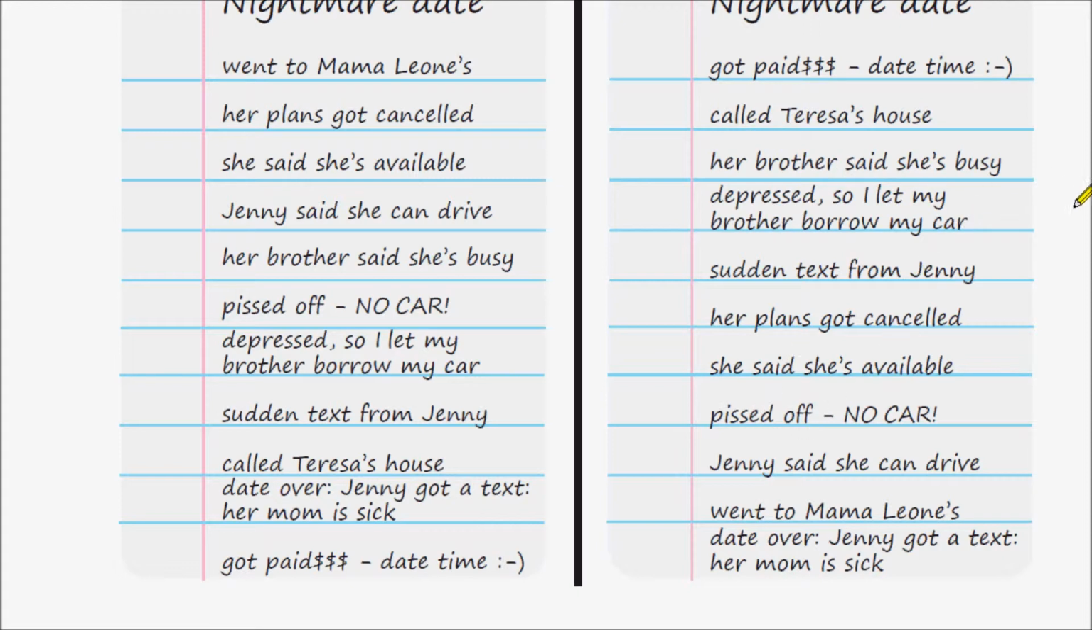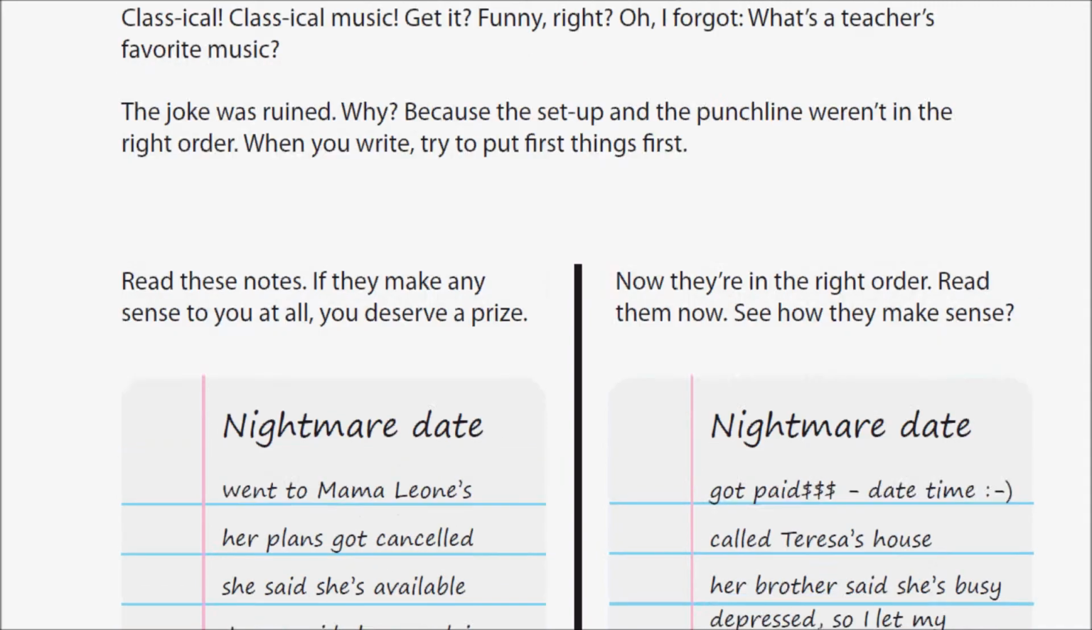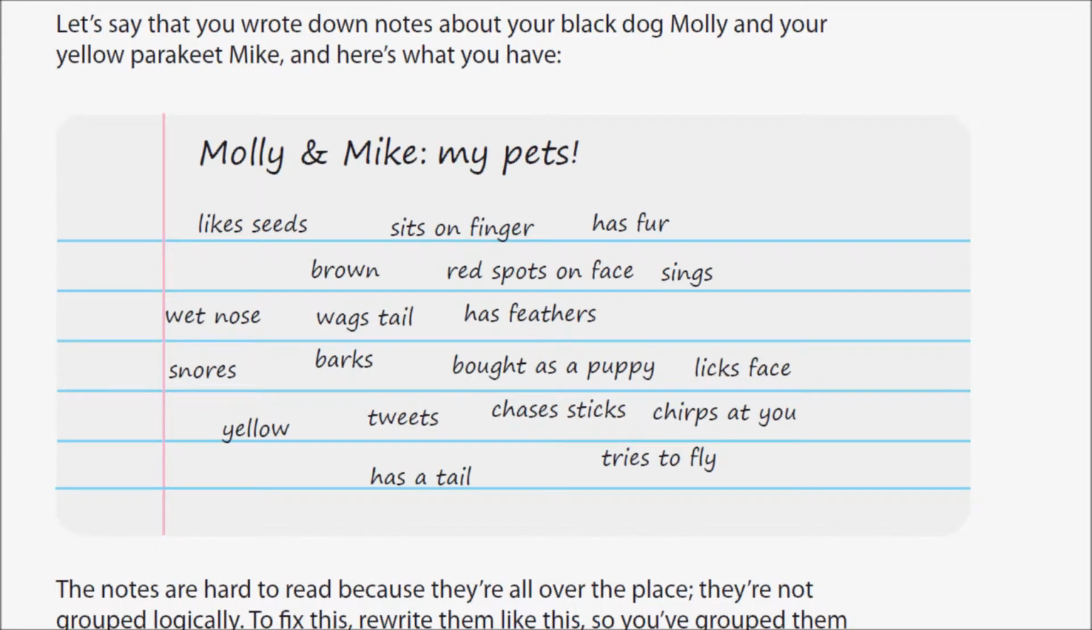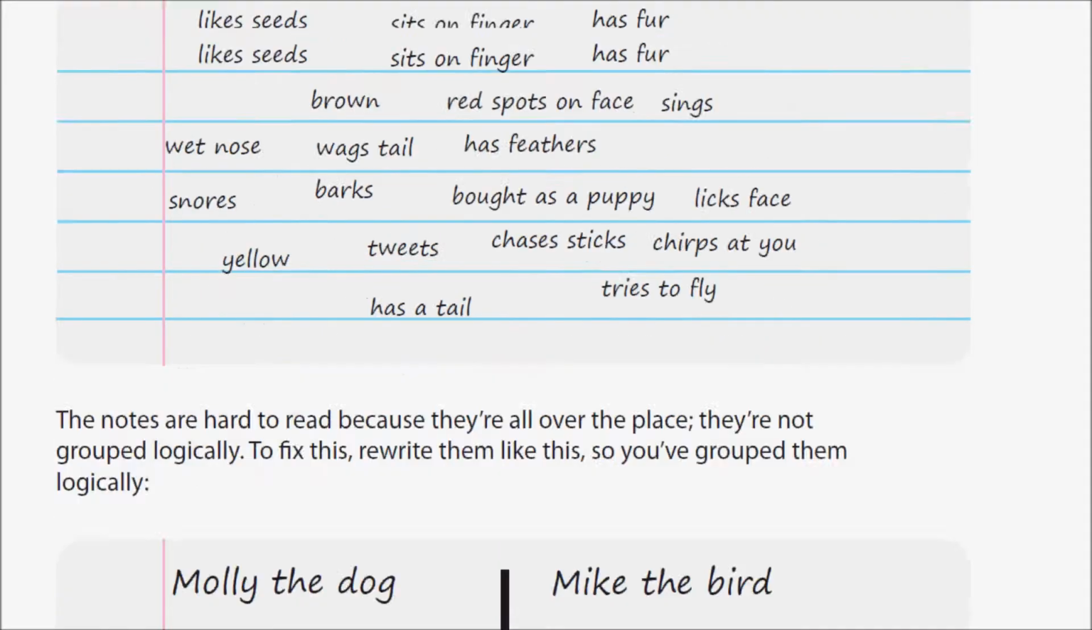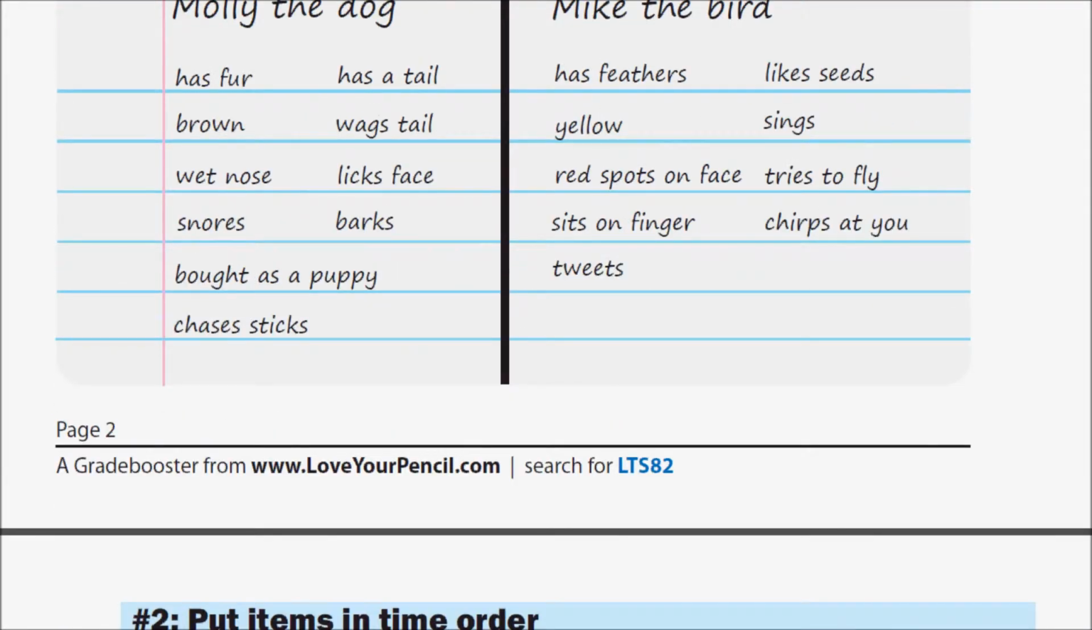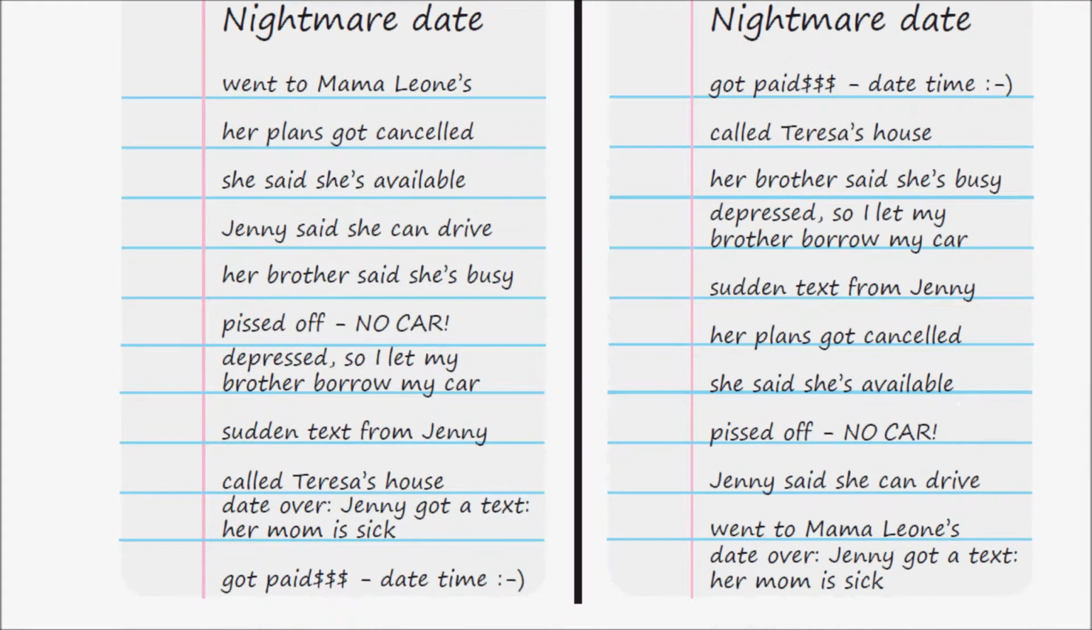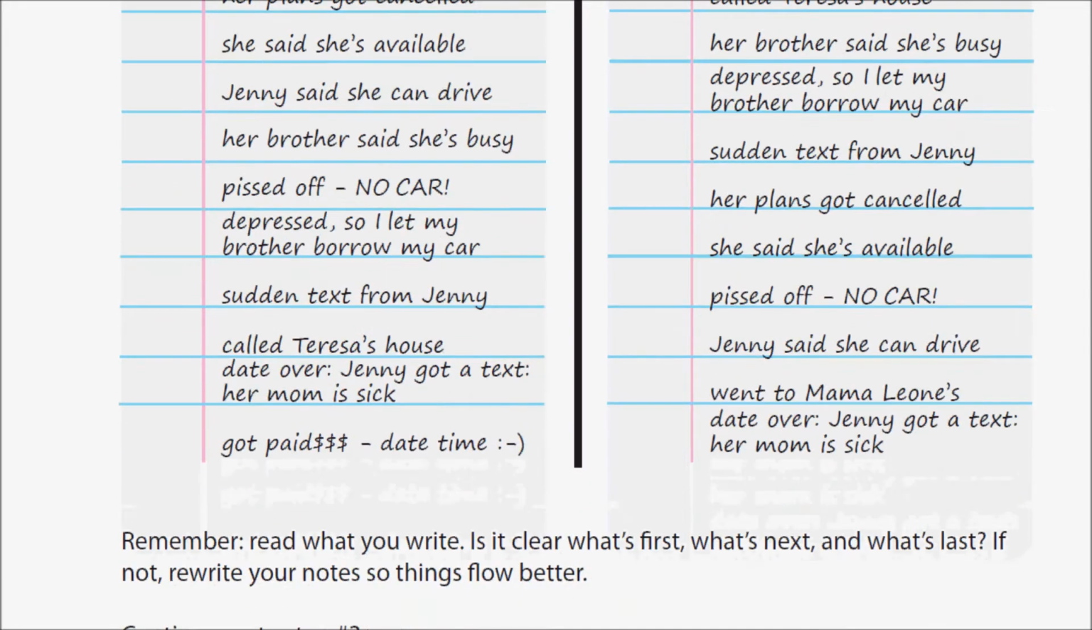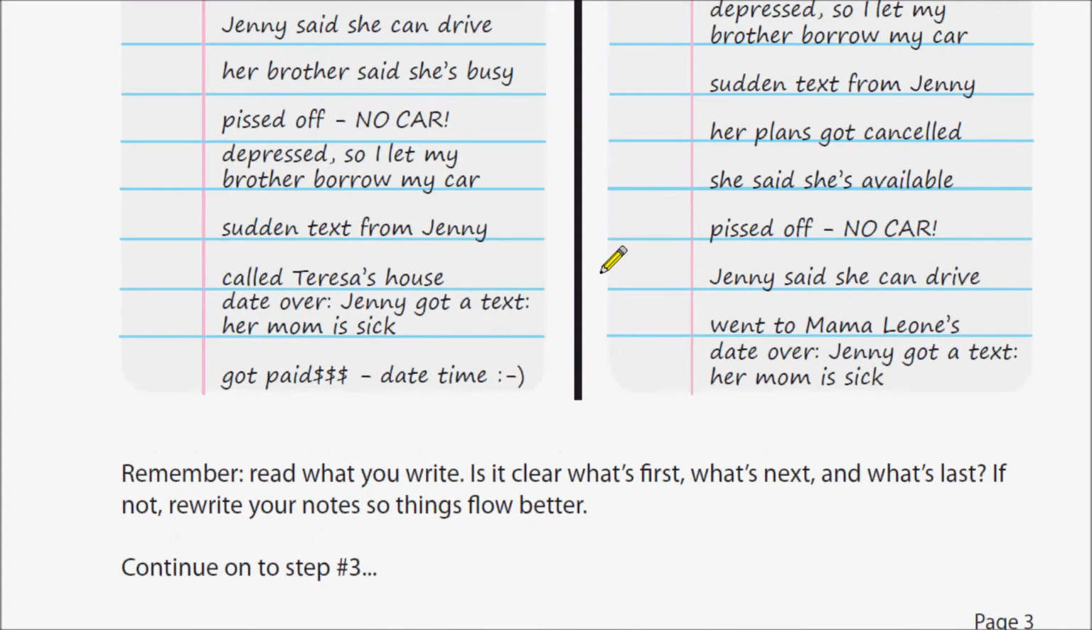So sometimes what you need to do is actually rewrite your notes. To take it from the left-hand side to the right-hand side, you sometimes have to rewrite your notes. It's a lot easier to rewrite notes than it is to rewrite an entire paper. And the important thing is to read what you write. If it's clear what's first, what's next, and what's last, great. If not, rewrite your notes. It makes it so much easier.